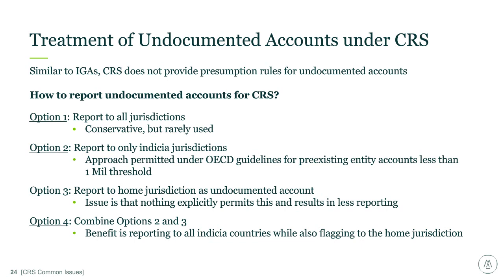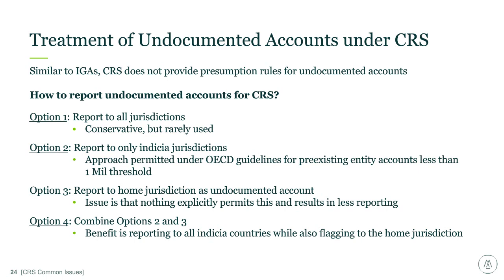So option 1, you report to all jurisdictions. Basically, you report to every participating jurisdiction that I have an undocumented account. This is rarely used and an extremely conservative approach. I don't have anyone taking this approach. Option 2 is to report to only indicia jurisdictions.